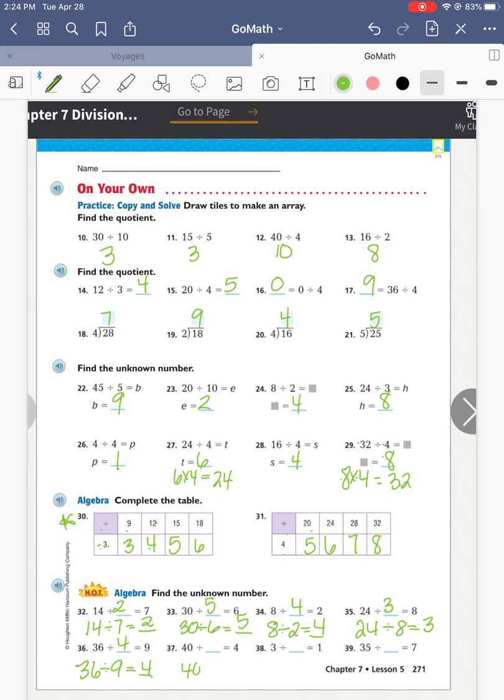40 divided by what is 4? Or 40 divided by 4 is what? So 10 is missing. 3 divided by what is 1? Or 3 divided by 1 equals what? And we're missing a 3 in there. 35 divided by what is 7? Or 35 divided by 7 equals what? And we are missing the number 5. Okay?